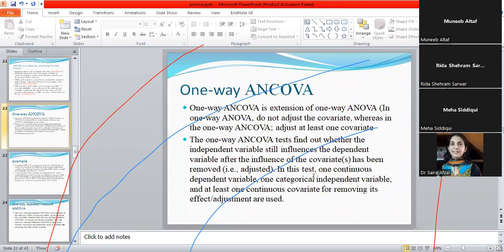One-way ANCOVA. One-way ANCOVA is the extension of one-way ANOVA. In one-way ANOVA, you do not adjust for a covariate, whereas in one-way ANCOVA, we adjust for at least one covariate. The one-way ANCOVA test finds out whether the independent variable still influences the dependent variable after the influence of covariates has been removed or adjusted. In this test, one continuous dependent variable, one categorical independent variable, and at least one continuous covariate for removing its effects or adjustment are used.